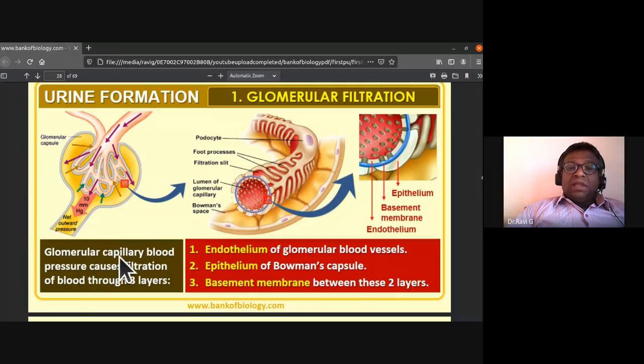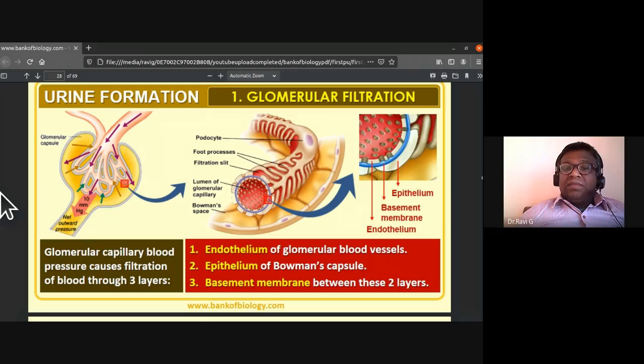Okay. So the glomerular capillary blood pressure causes filtration of blood through three layers. The first is the endothelium of the glomerular blood vessels. The innermost squamous epithelium covering the blood capillaries we call the endothelium. The second is the epithelium of the Bowman's capsule, and the third is the basement membrane between these two layers.